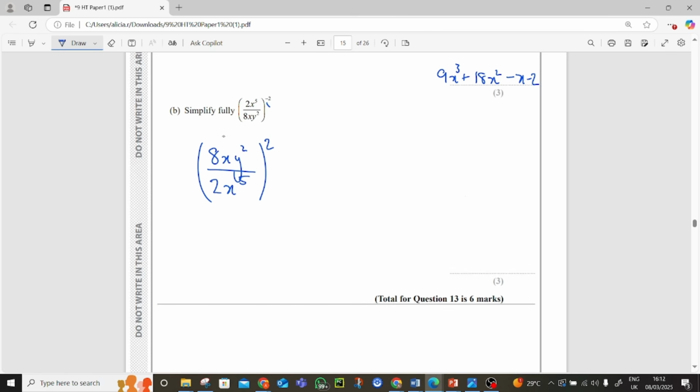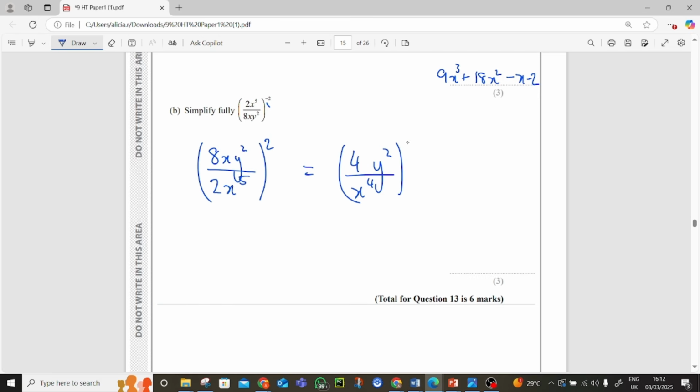Now, again, you could simplify or you could square first. It's up to you. I think I'm going to simplify. So 8 divided by 2 is 4. X divided by x to the 5, this is going to be x to the 4 on the bottom of the fraction. This x here will cancel down with just one of these. And then the y doesn't cancel with anything, so this is y squared.